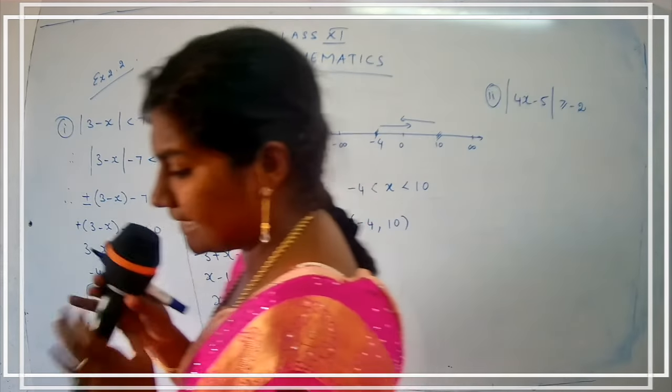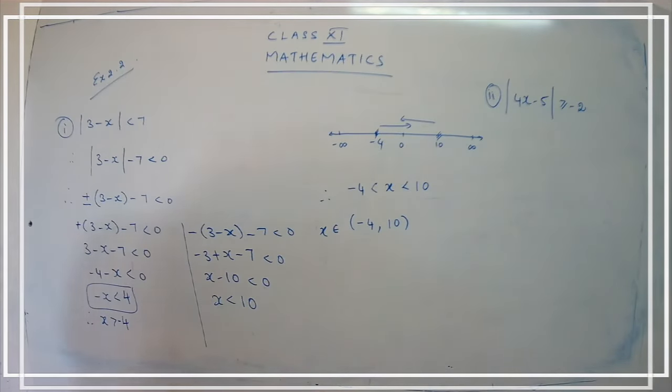Take the second subpart: mod of 4x minus 5 greater than or equal to minus 2.